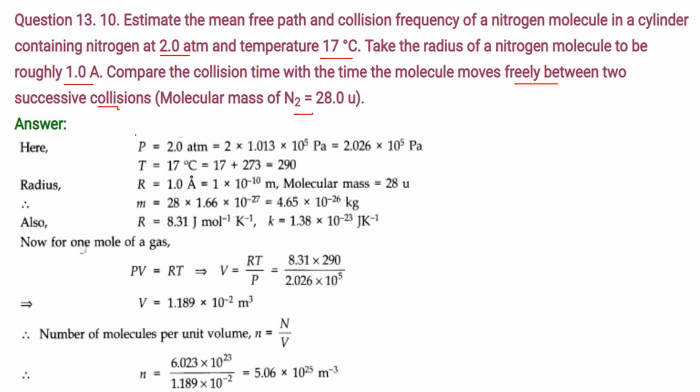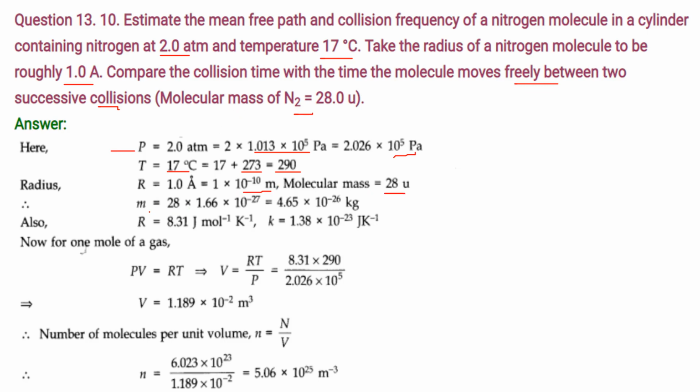So what all is given? Pressure is 2 atmosphere. We'll convert into Pascal by multiplying with this. Temperature is 17. Add 273 with it, so you get 290. The r, which is 1 Angstrom, as I said, it is equal to 10 to the power minus 10 meter. We will write it like this. The molecular mass is 28.